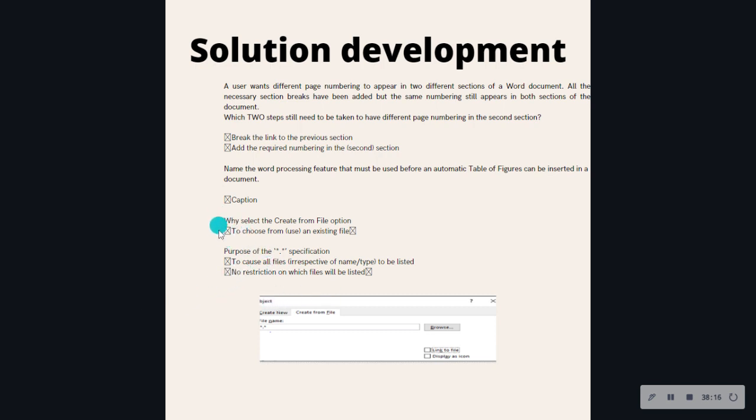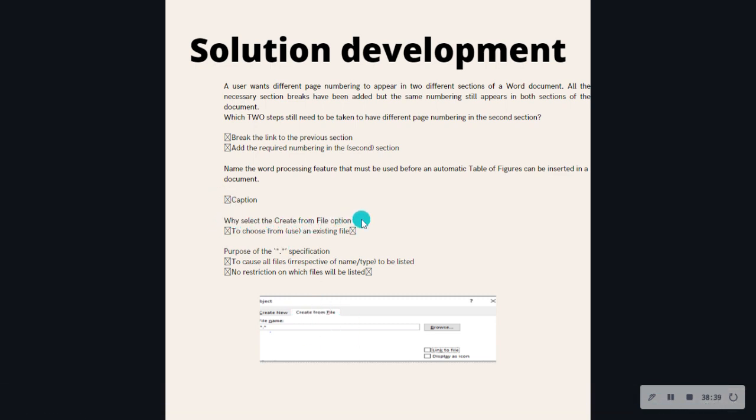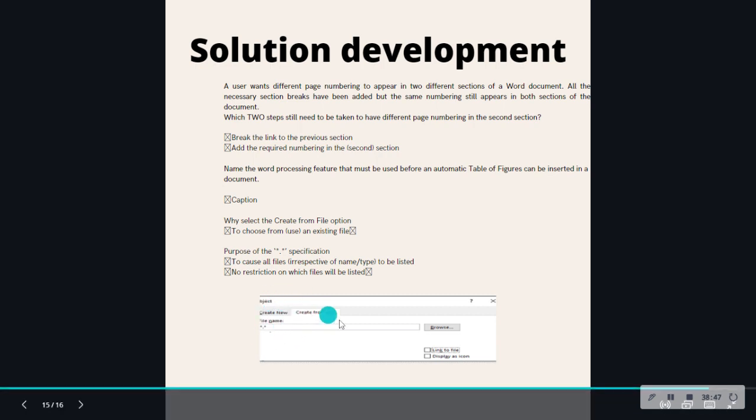Why would you select create from a file? The purpose of that star specification refers to this object. Let's say I am looking for a file, okay? I want to create something from a file. So they're asking you, why are you selecting create from a file rather than just saying create new? Because you want to use an existing file, something that's already been created. You want to use that. That's why you're choosing that.